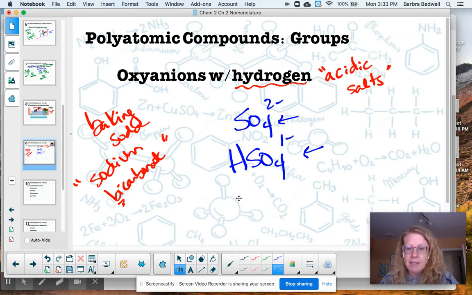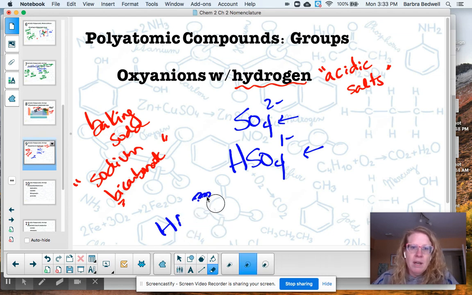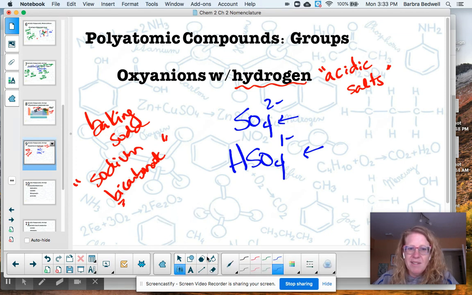So carbonate does this, sulfate does this, nitrate does not do this, because it's already a 1-. As soon as I stick a hydrogen on there, that's not an ion anymore. That's a compound, and that's nitric acid, which we'll talk about in our last unit of this particular series.